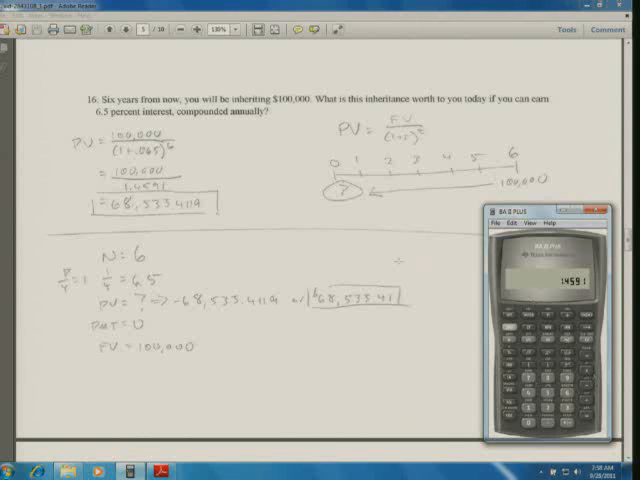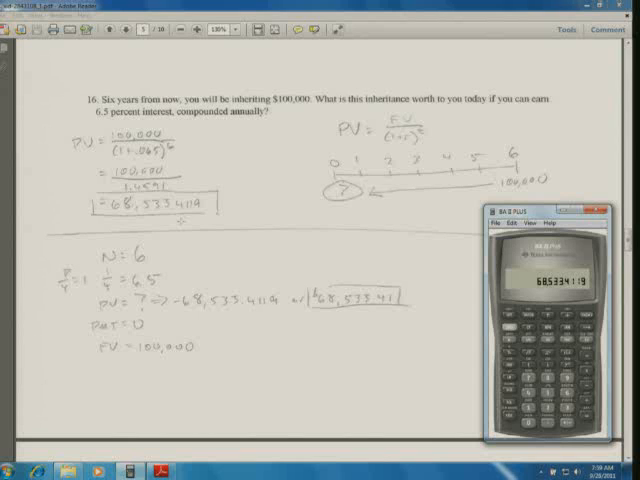And here's the way I do that. I want to divide $100,000 by 1.4591, or I can do 100,000 times 1 over 1.4591. It's the same thing, right? So what I'll do is I'll make that 1.4591 1 over 1.4591 by pushing the 1 over x key right here. Okay? And then I'll do times 100,000 equals. Okay, so that gives me the 68,533.4119.